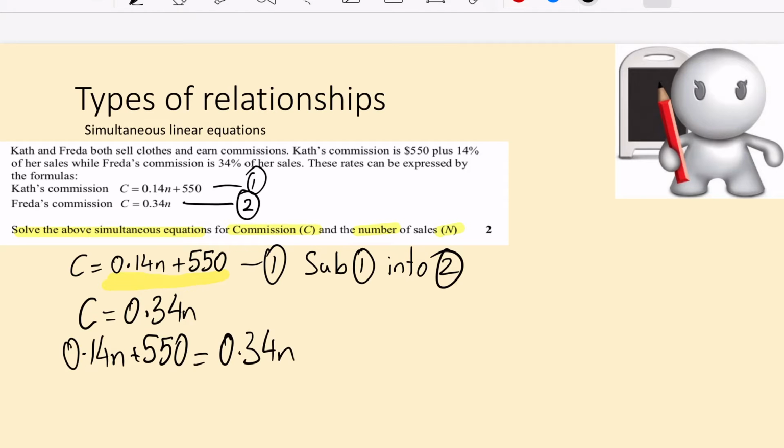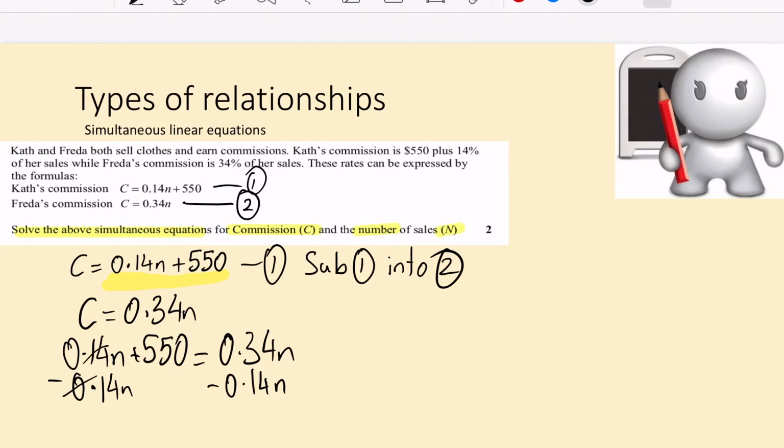0.34N. Now all of a sudden, I've gone from equations that contain 2 variables to one equation that contains the same variable, N, and I can actually solve that. Looking at this equation, I've got 0.14N plus 550 equals 0.34N, okay? So N is mentioned on both sides of the equation. We always eliminate the variable with the smaller coefficient. In this case, 0.14N. And we eliminate it by taking away.